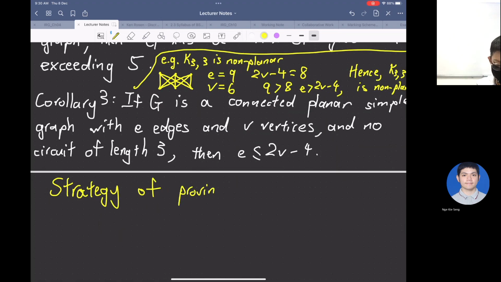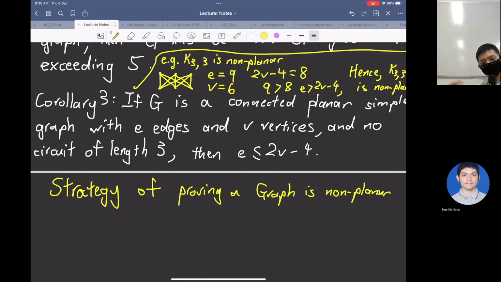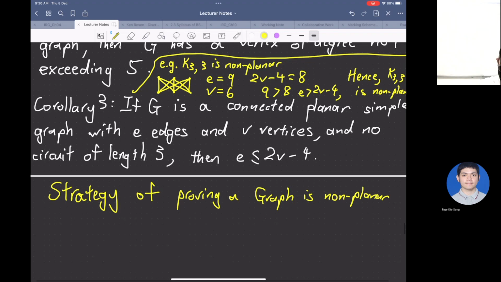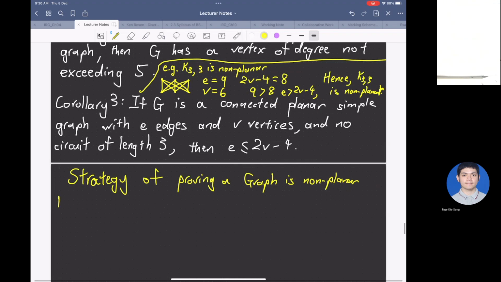Proving a graph is non-planar. To prove a graph is planar, you can just play around with the graph isomorphism and then remove all the edge crossing. But to prove a graph is non-planar, we have a few methods to see.